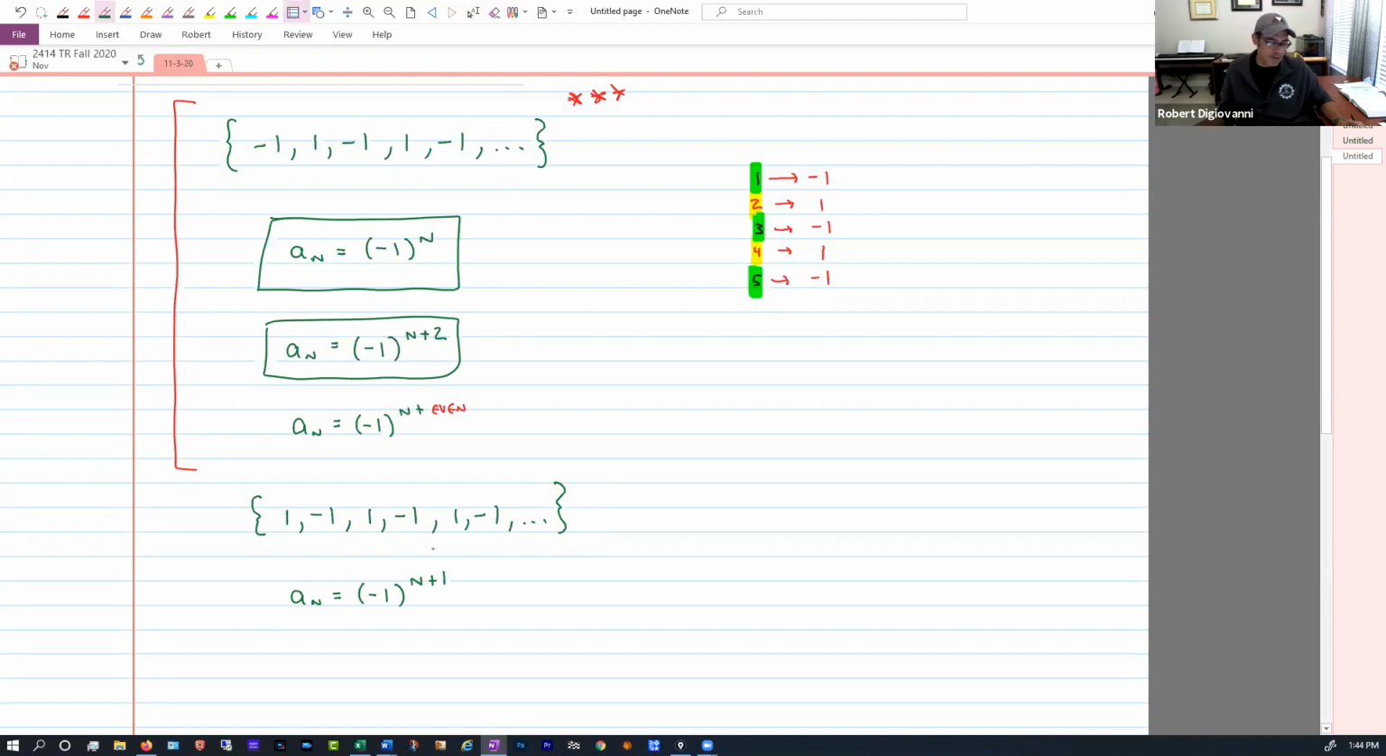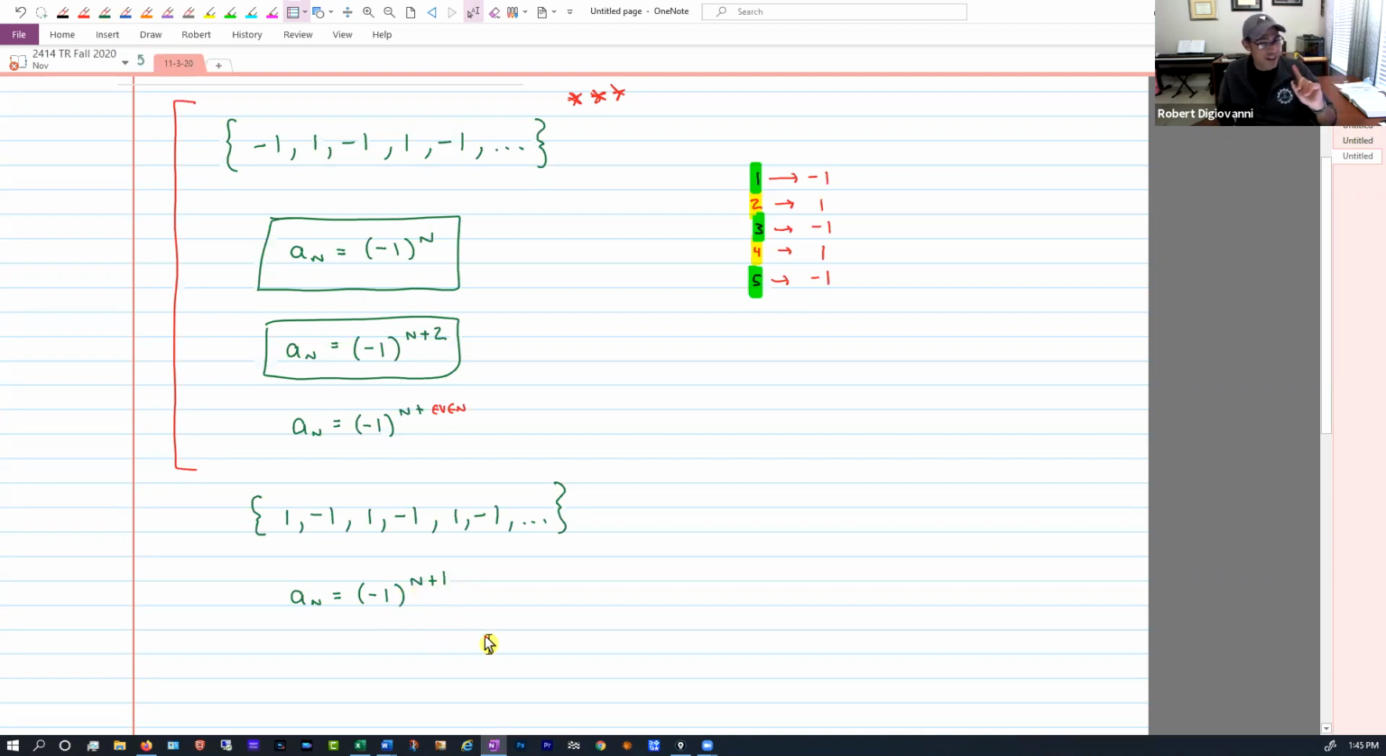Because what you're doing is saying, okay, now when I plug in one, I want it to be a positive one. So I need this to be an even power. So plug in one, you get two. Negative one squared is going to be positive one. Then you plug in two, you get two plus one, that's three. Now you have negative one to an odd power.